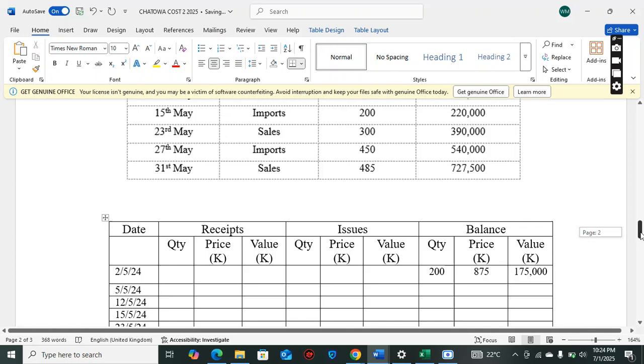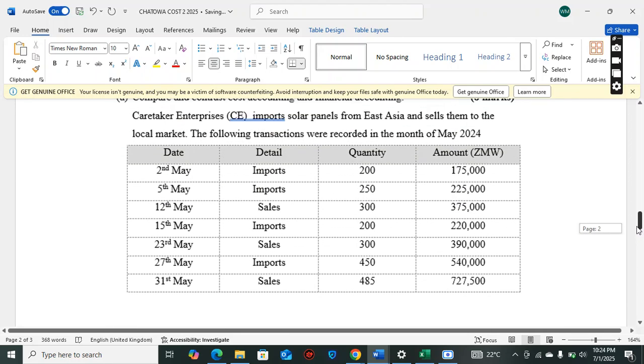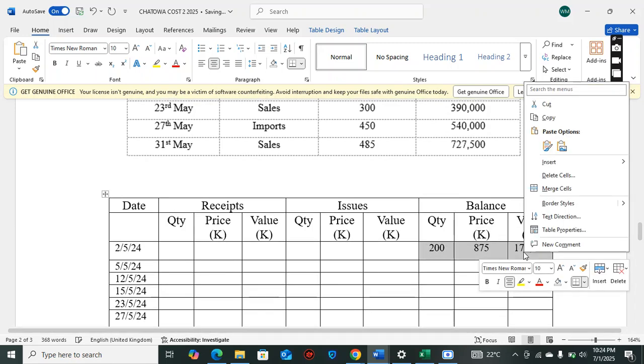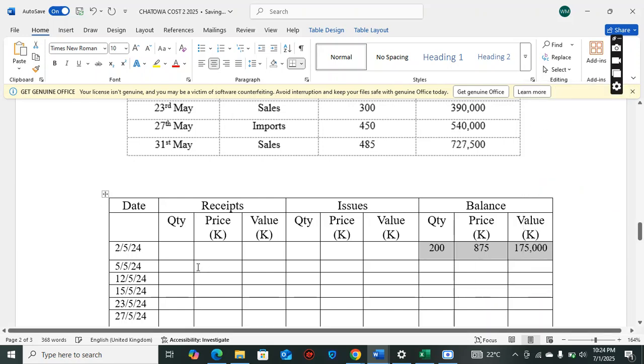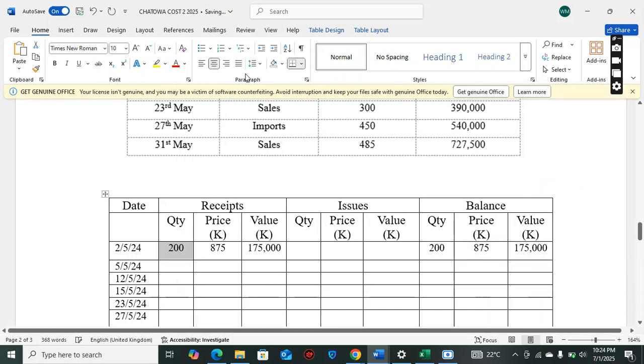We go to our next transaction. Oh, this was a purchase. Sorry, let me also put it on the purchases side here. Don't know why I went straight to the balance. You start first here in the purchases. We put it in the purchases: 200 solar panels, each valued at 875.